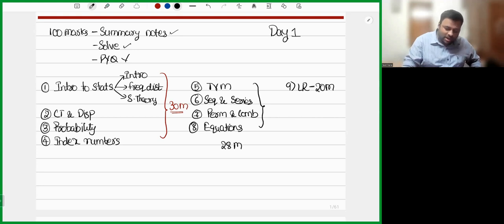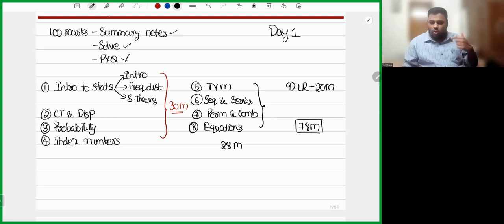When the 78 marks are covered, then we will go ahead and cover the balance 22 marks. Let me tell you, my dear friends, how much time it will take to cover this 78 marks. The same amount of time will be taken to cover the balance 22 marks.